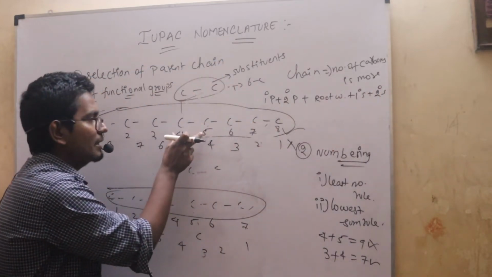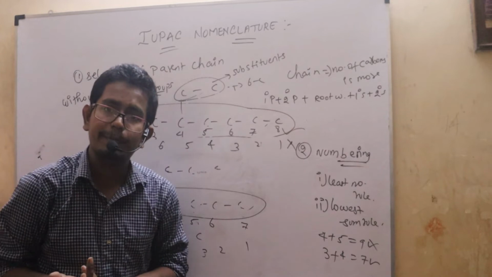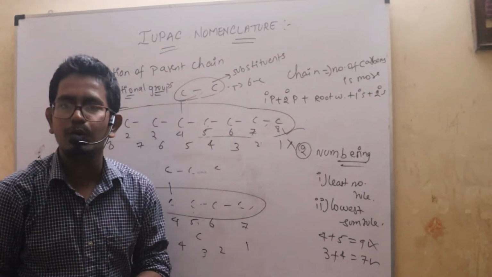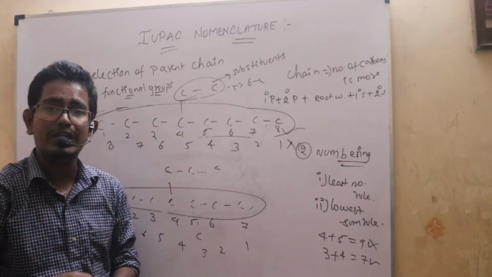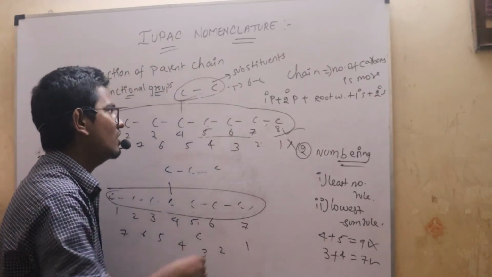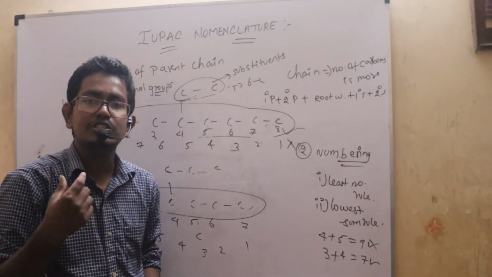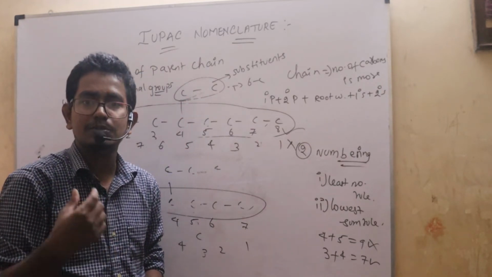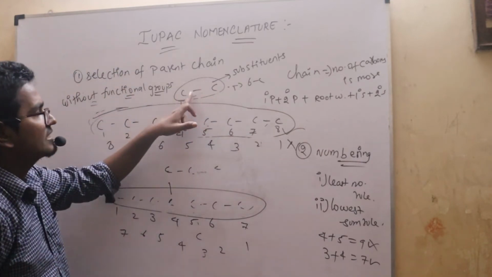Is there any primary prefix? No, here there is no primary prefix. Why am I saying no primary prefix? Because here there is no cyclic compound. Is there any secondary prefix? Yes, here a secondary prefix is there. Why? Because a substituent is present here. In a complex compound, substituents will be present, and substituents come under the secondary prefix. So, it is a secondary prefix.